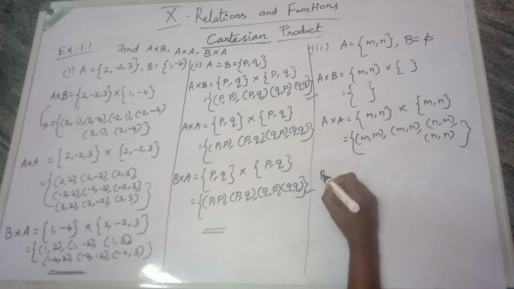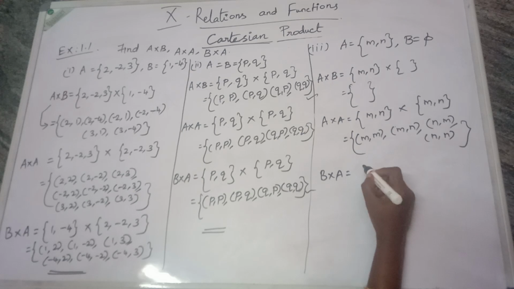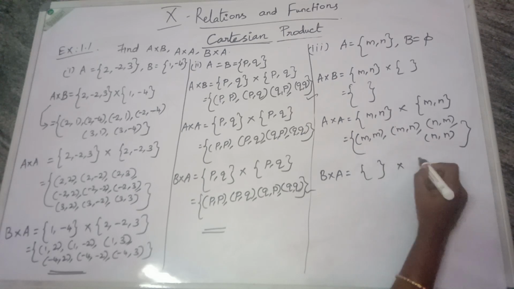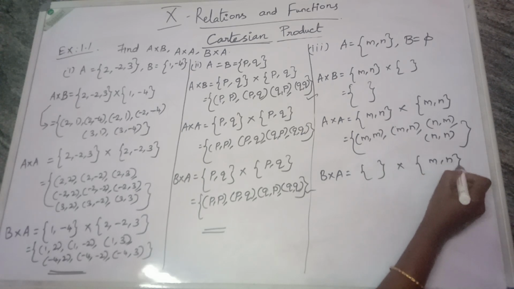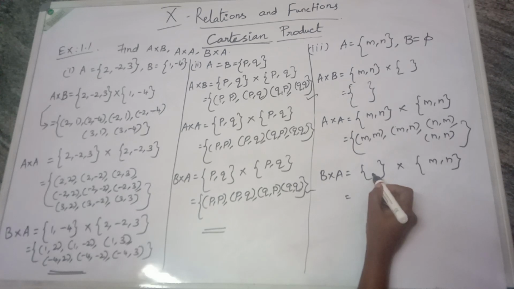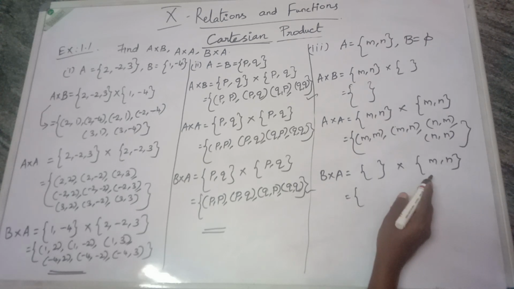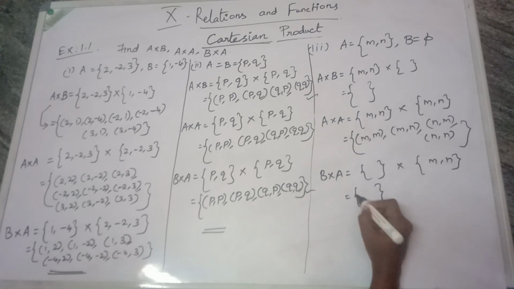And the last one is B cross A. B is empty set, cross A is M comma N. Here also there is no element, so we can't make any ordered pair with that empty set. So B cross A is empty set.